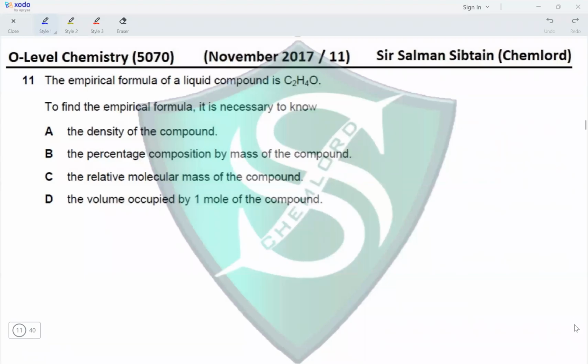Hi guys, this is O-Level Chemistry, paper 11, November 2017, question 11. The empirical formula of a liquid compound is C2H4O2. To find the empirical formula, is it necessary to know the density of the compound? No. The percentage composition by mass of the compound?